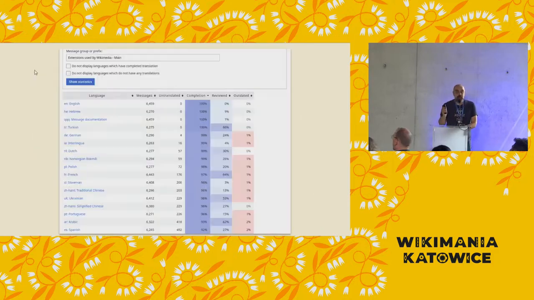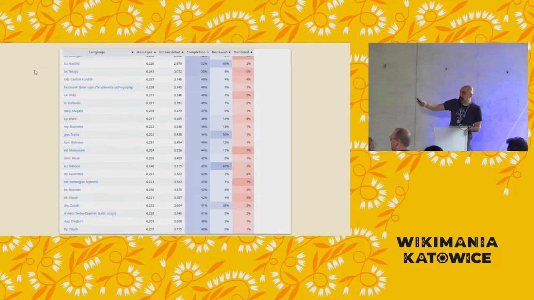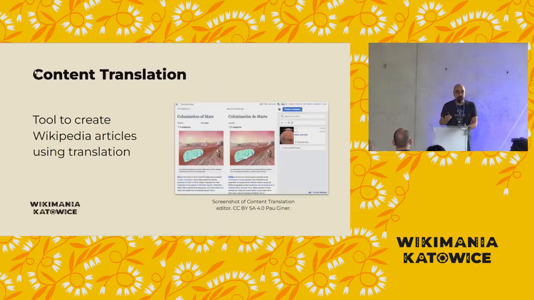Now, let's take a look at the next thing. These are the statistics for localization. Some languages you see are at 100% and some languages are not. So bring your language to 100%. These languages are a bit lower. And if one of your languages is here, you can translate some more and you will go up. All languages eventually should go to 100%.